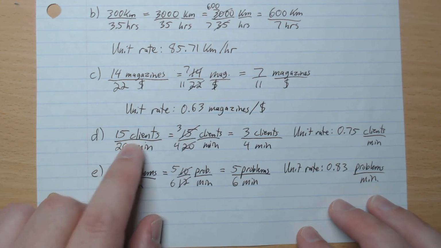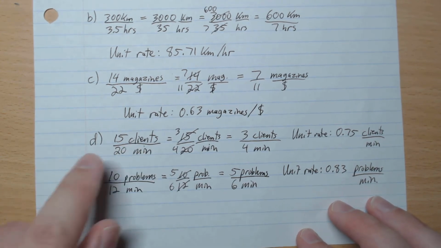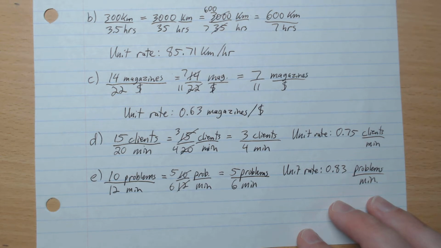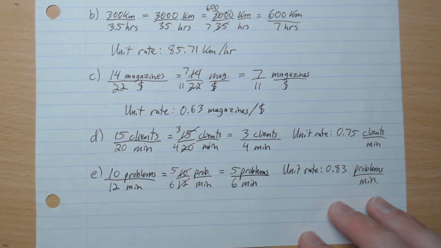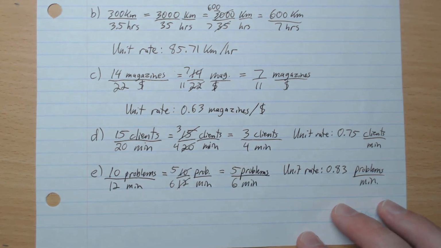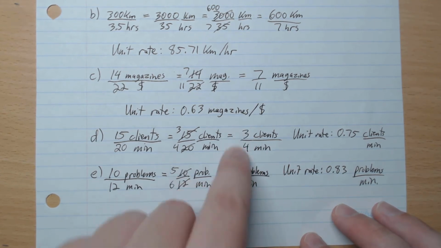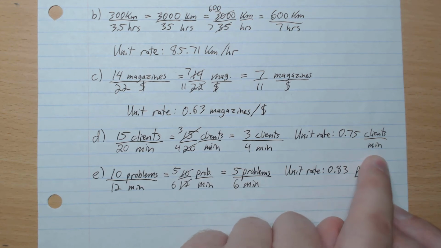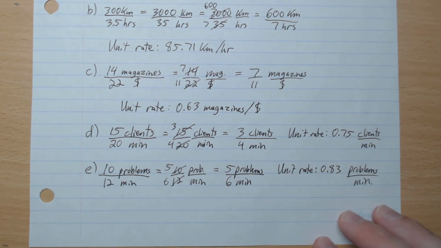D, 15 clients per 20 minutes, or every 20 minutes, you can think of it that way too. So this reduces to 3 over 4, so our reduced rate is 3 clients every 4 minutes. And so the unit rate, perform that division, 0.75 clients per minute.